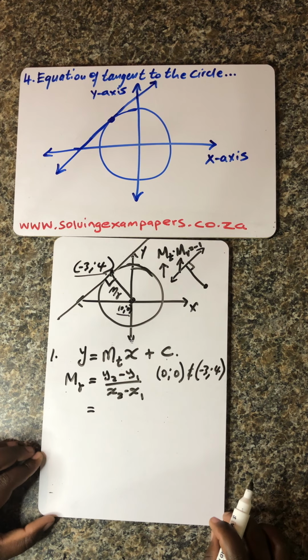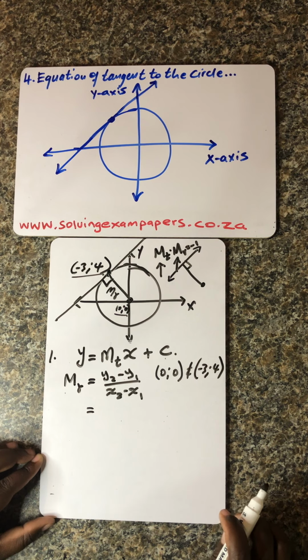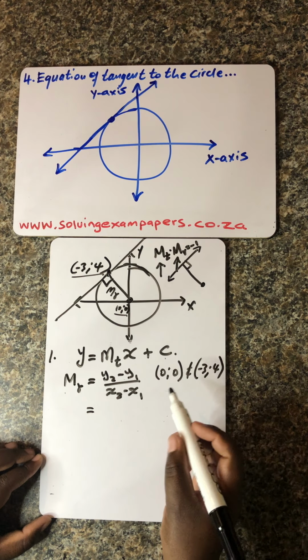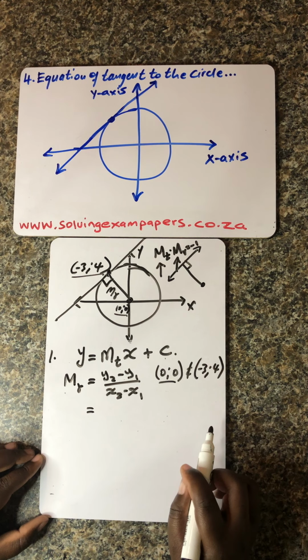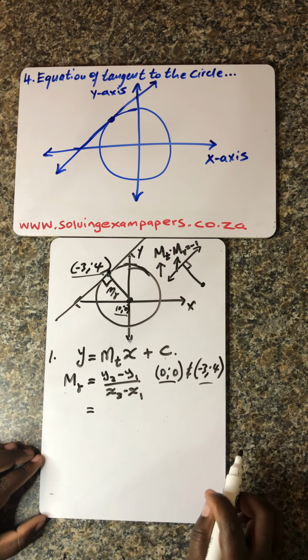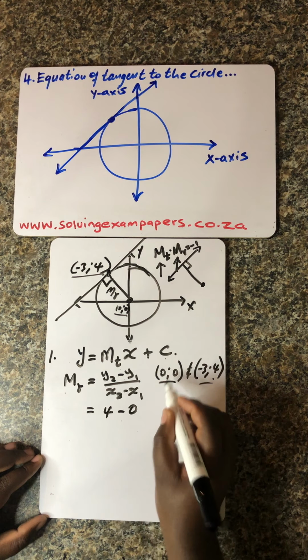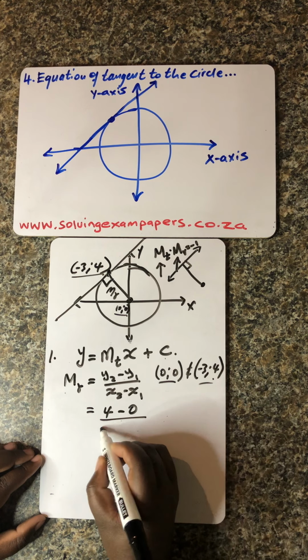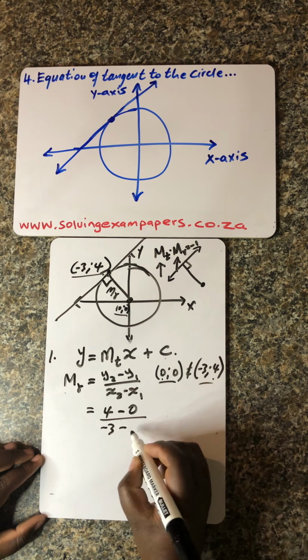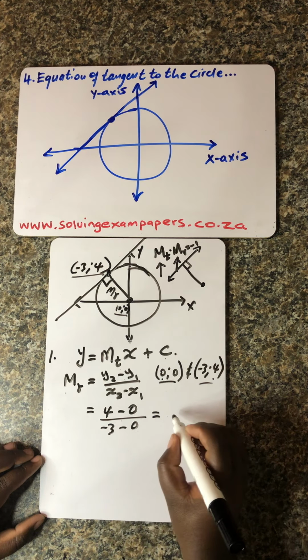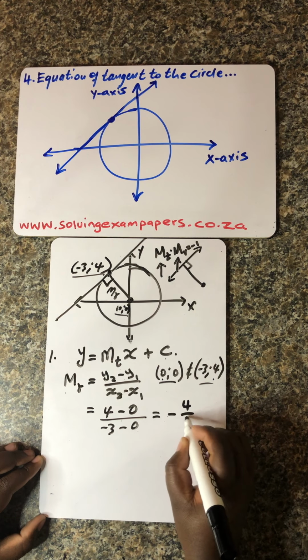Obviously I've taught you how to calculate or determine the gradient of a particular line, remember from my previous lesson. So let's substitute. Let's take this as our first values, this as our second values. So 4 minus 0, over negative 3 minus 0. This is obviously equal to 4 over 3, but remember that negative, so it's negative 4 over 3.